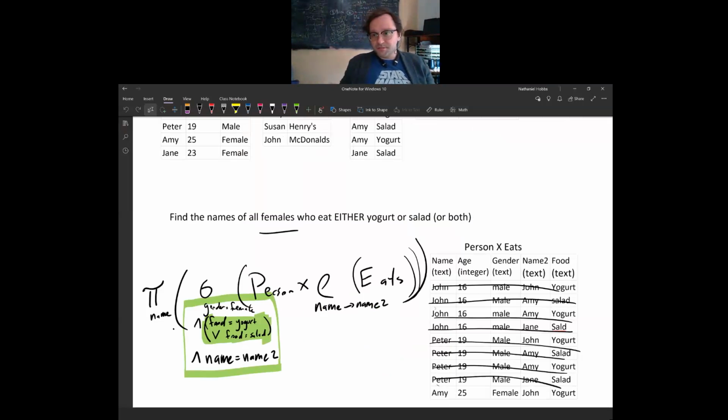Here is a very similar type of query. Find the names of all females who eat either yogurt or salad or both. The main difference of this query versus the last one is the introduction of this or symbol, basically just expanding on the fact that that's a predicate.